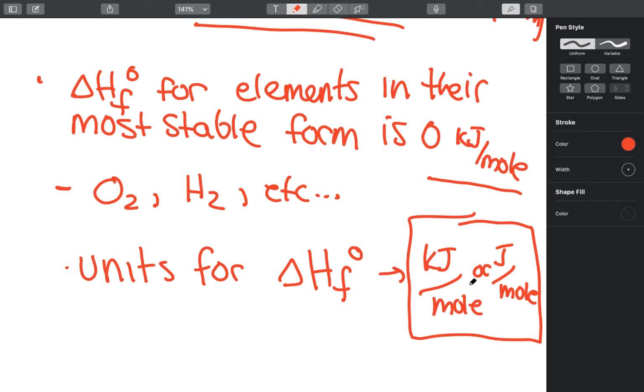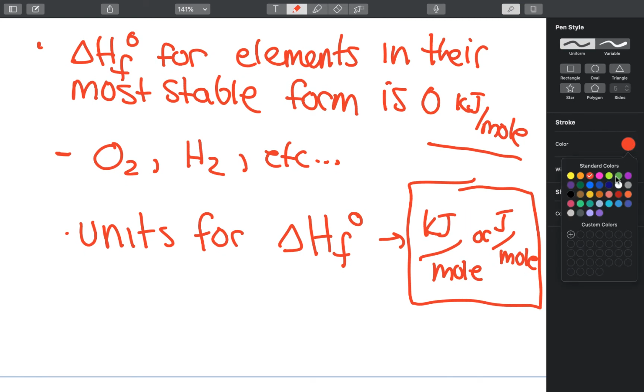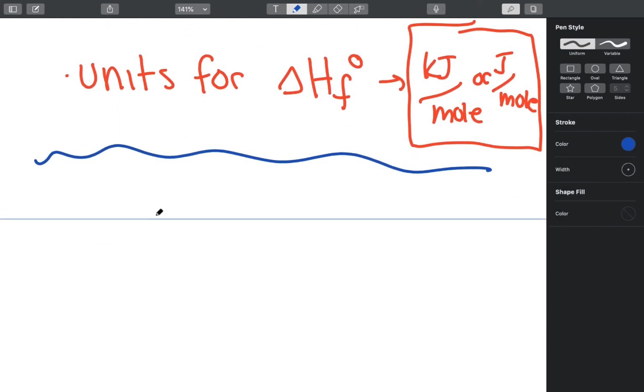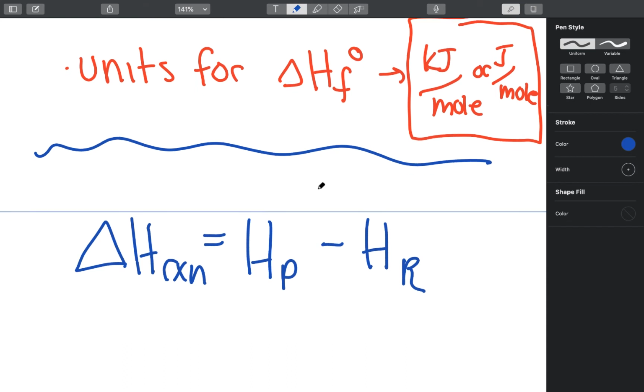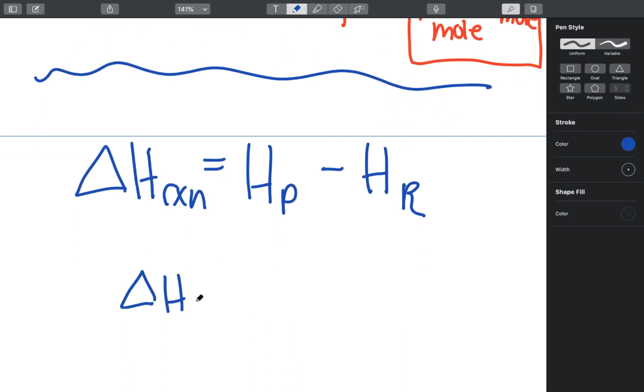So now that we know what the heat of formation is, how can we use it to find the heat of a reaction? You may remember from one of my earlier videos that the heat of reaction is equal to the enthalpy of the products minus the enthalpy of the reactants. So how can we use heat of formation values in this equation here? Well, to understand how, we have to look at the units once again. Remember that the standard heat of formation has the units of kilojoules or joules, depending on what you get, per mole.